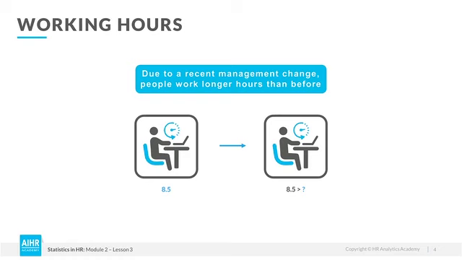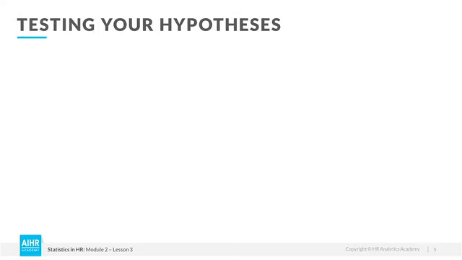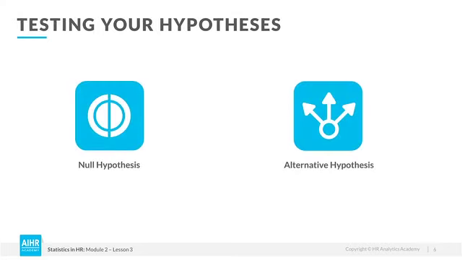For instance, you have this suspicion that due to recent management change, people work longer hours than before. Whereas before people worked for 8.5 hours, you now believe that they work for longer than that. To test our hypothesis, we use both a null hypothesis and an alternative hypothesis. Let's start with the null hypothesis.